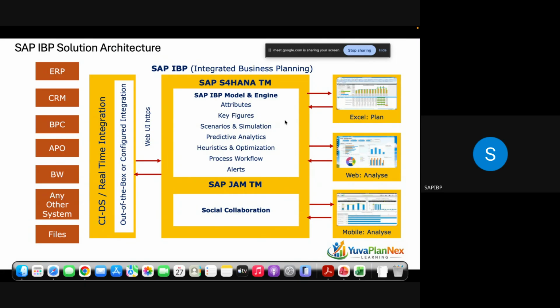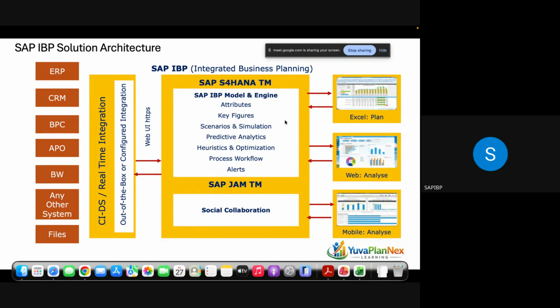So you need to bring the data from your source system to here in IBP, and you carry out the planning here. Once the planning is done, you need to publish the results back to your source system, right? To do that, you need an interface, right? So there you have a CADS and the RTI. So with the help of these two interfaces, you can bring the data from your source system to IBP, and you do the planning here. Once the planning is done, you can publish those results back to your source system.